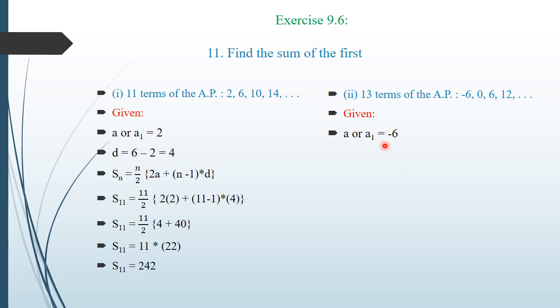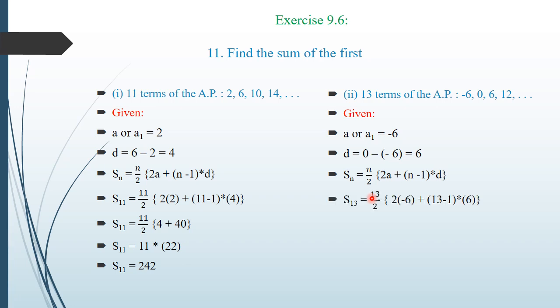First term is given to me as minus 6 here, and common difference d is equal to a2 minus a1. Second term a2 is 0, minus first term is minus 6 here. Minus of minus 6 will give me plus 6, that is 6 here. Now I'll apply the formula Sn equal to n by 2 into 2a plus n minus 1 into d.